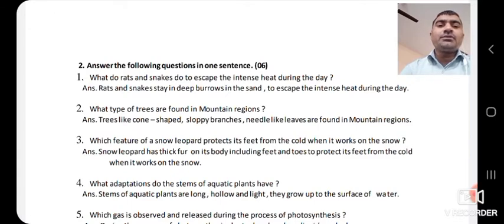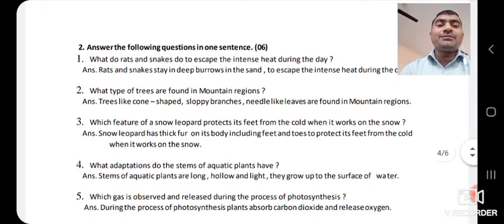Which features of snow leopard protects its feet from the cold when it walks on the snow? Snow leopard has thick fur on its body, including feet and toes, to protect its feet from the cold when it walks on the snow. So it has fur on its feet, which helps it to walk on the snow.